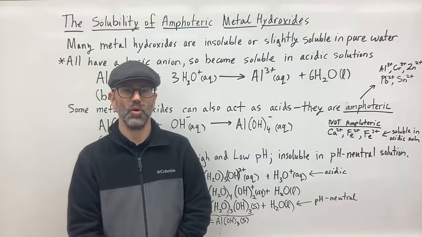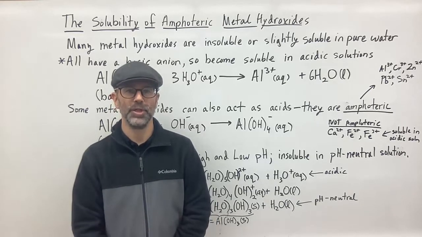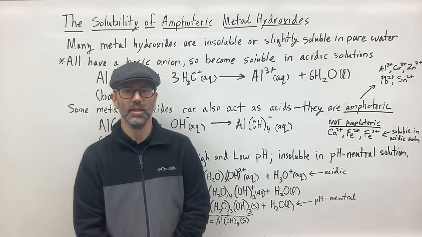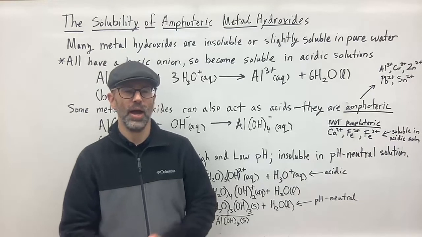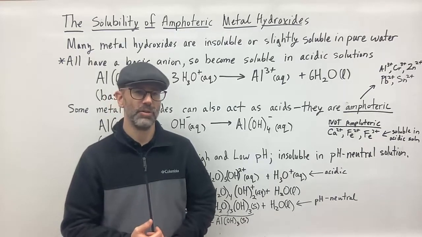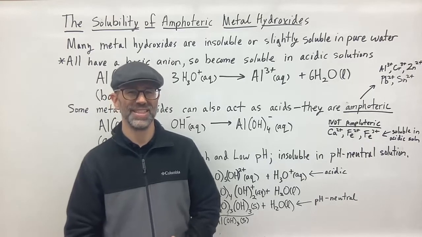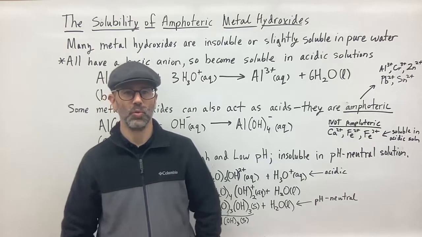My name is Mr. Cobalt, and in this video I'm going to cover the solubility of amphoteric metal hydroxides. Let's get into this. So as we have learned, metal hydroxides are typically insoluble. Things like magnesium hydroxide, aluminum hydroxide, those are typically insoluble or very slightly soluble in pure water.